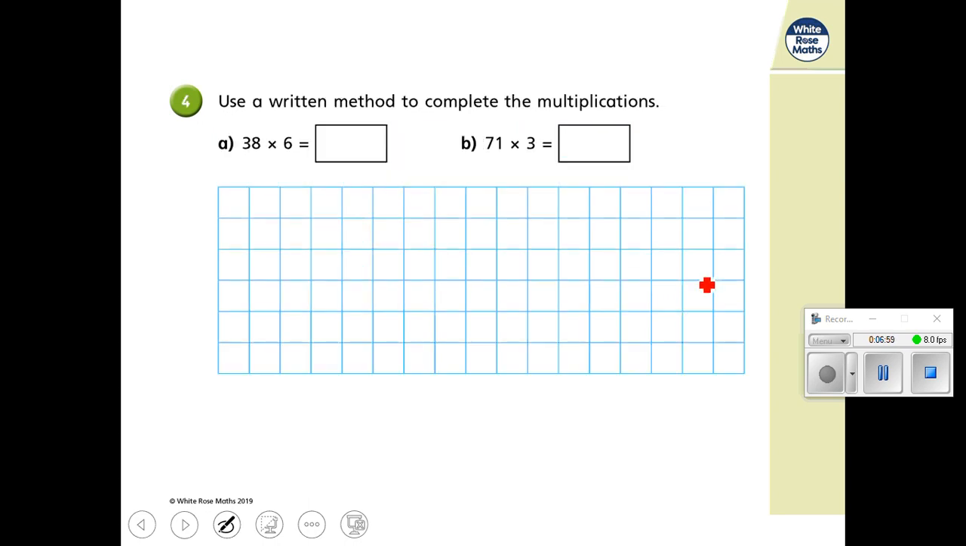Question number 4, use a written method to do these multiplications. Okay, so I think really you can use different ones. So what I'll do is for the 38 times 6, I'll do the first method. So 6 times 8 is 48. And then 6 times 30 is 180. And then we just add those together. So that's 8, that's 12, that's 1, 1 is 2. So that's 228.